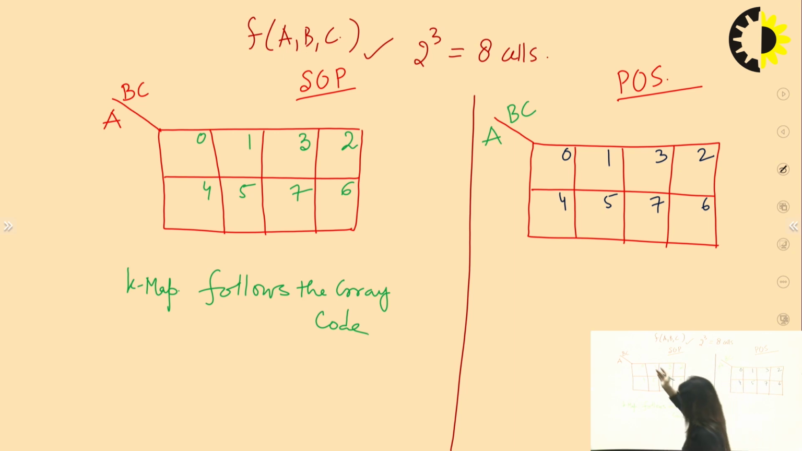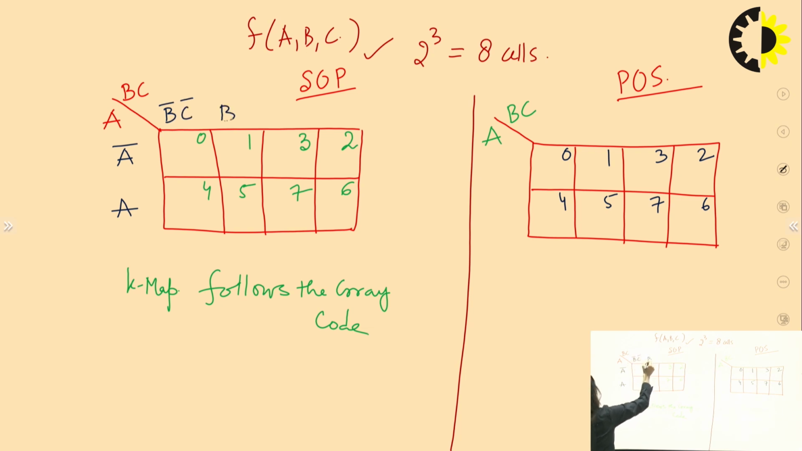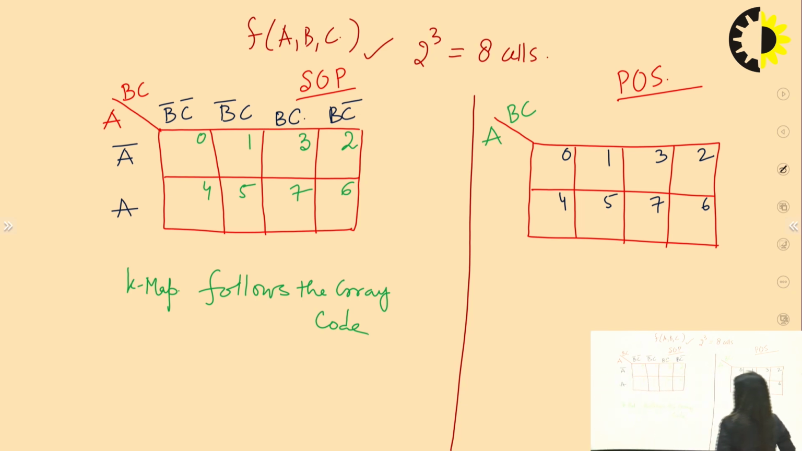So here I have to keep my variables A bar and A: this row for A bar, this row for A. Similarly, here this column is for B bar, C bar, this column is for B bar, C, this is B, C bar, and this is B, C. Whatever I am writing here, I will apply De Morgan's to the POS.